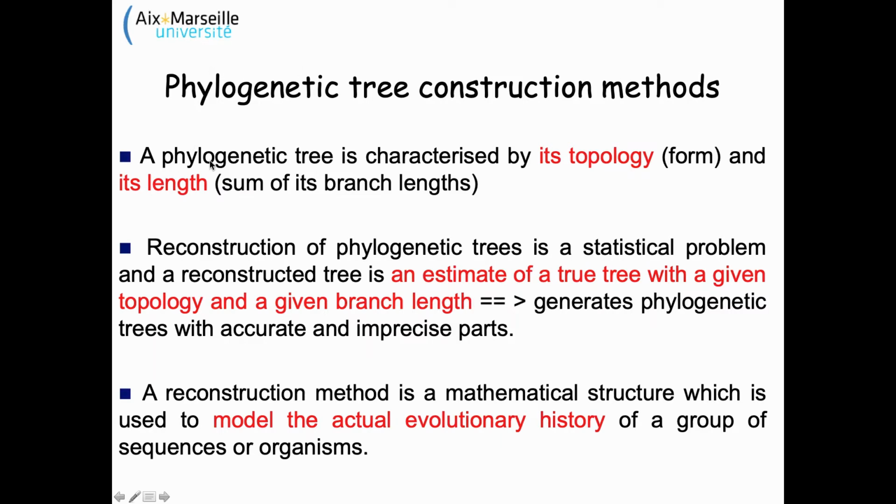So, a phylogenetic tree is characterized by the topology, which is the form of the tree, how many clades, how many groups, okay? And then the length of the branches, which gives you the rate of evolution or the time of evolution that happened from the common ancestor until now. Okay? So, to do that, it's a statistical problem, and you have tools that give you the topology and the length of the branches.